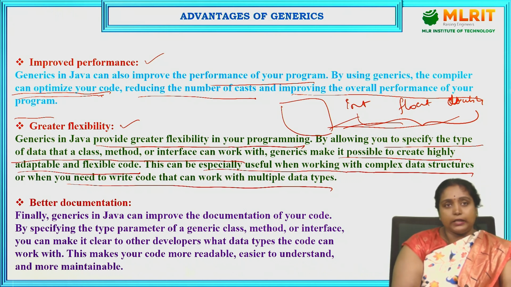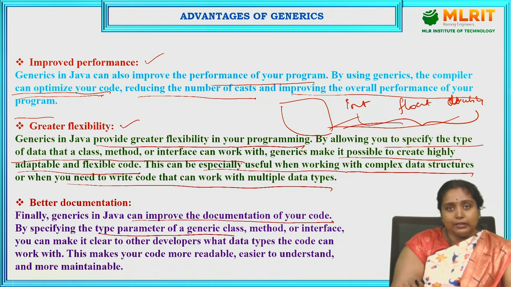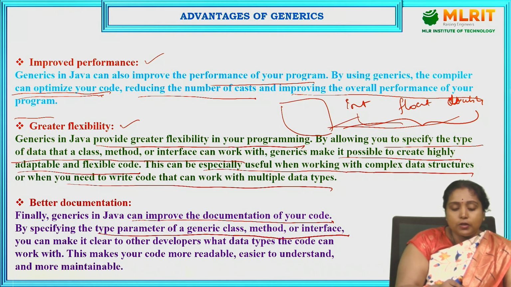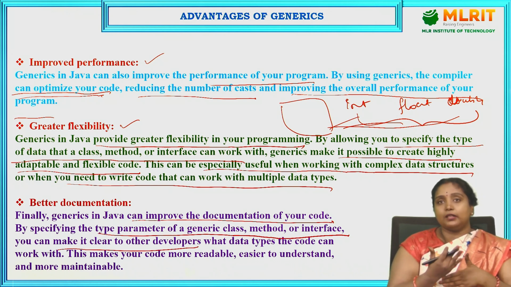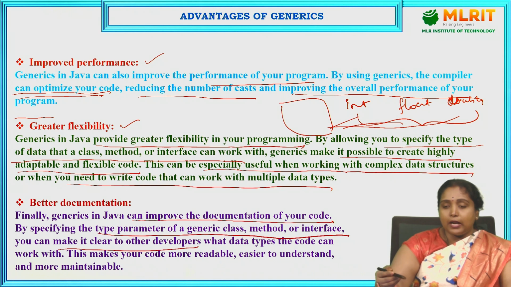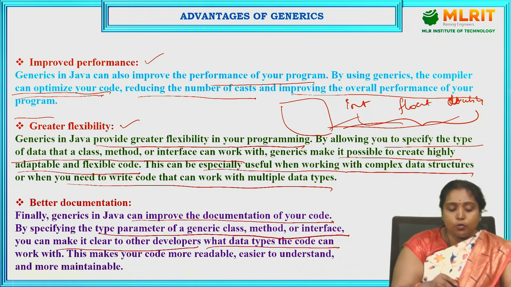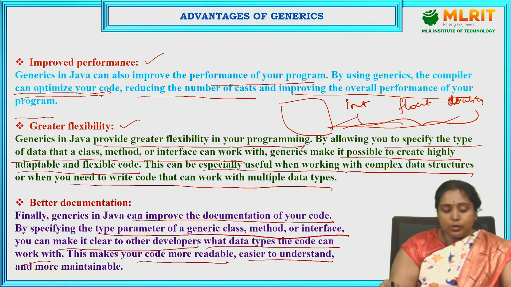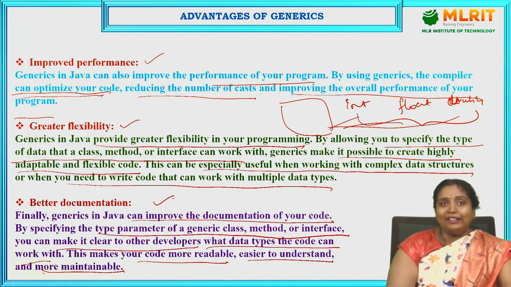And better documentation. Finally, it can improve the documentation of your code by specifying the type parameter of a generic class, method or interface. You can make it clear so that other developers are not confused about the particular data type's return type or the type of data. Instead, if you write a type parameter, it could work with any type of data, so it is clear what data types the code works with. This makes your code readable as well as easier to understand and more maintainable. So better documentation is also one of the advantages of generics.